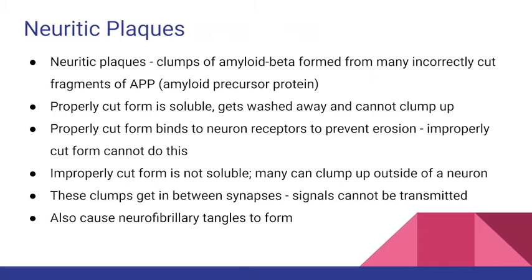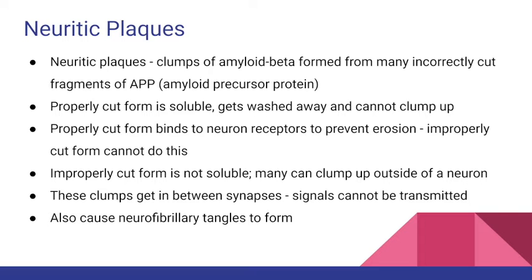Let's start with neuritic plaques. Neuritic plaques, also known as extracellular senile plaques, are clumps of amyloid beta formed from many incorrectly cut fragments of APP. APP is short for amyloid precursor protein, and it is a surface protein found in neurons.